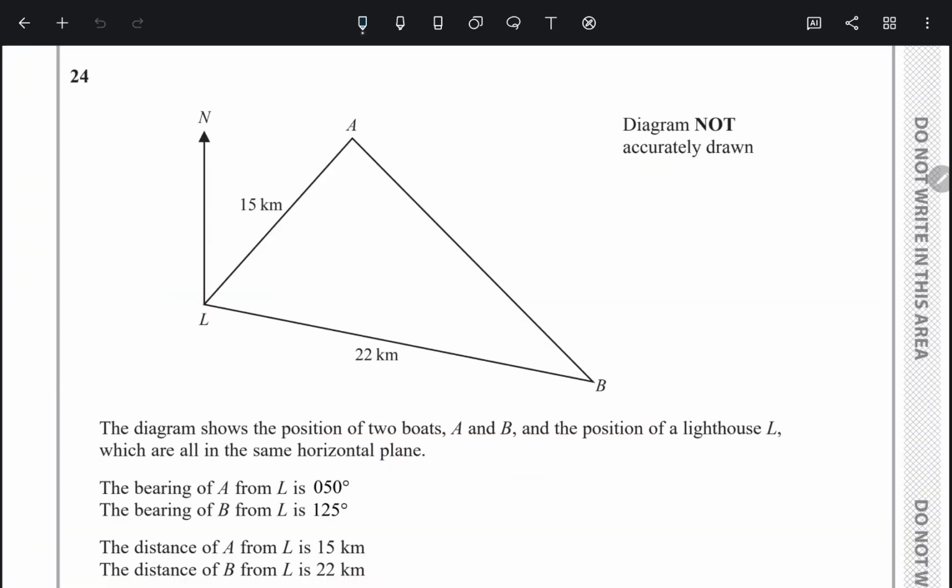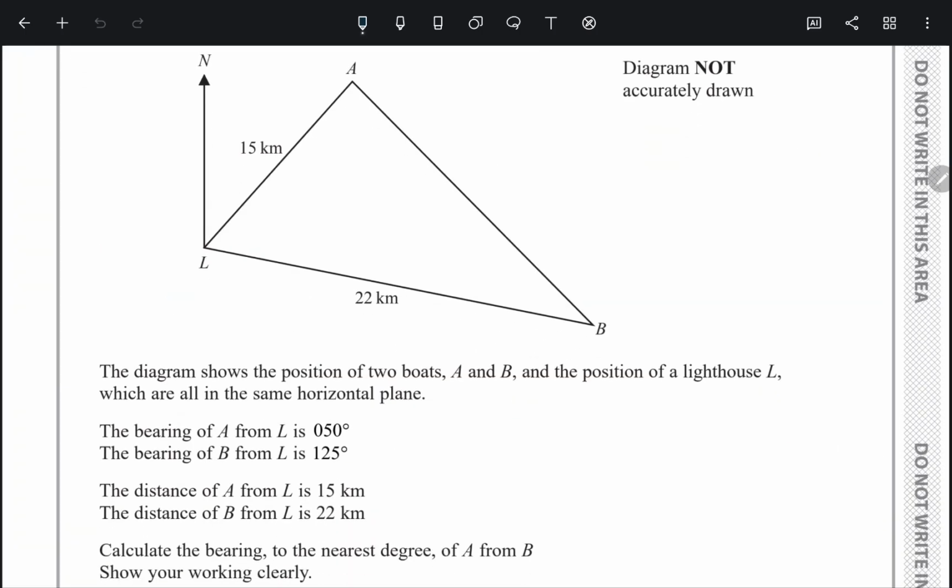Question 24 says the diagram shows the position of 2 boats A and B. We have a boat A here and a boat B here, and the position of a lighthouse L, which are all in the same horizontal plane. So they're all in the same horizontal plane.